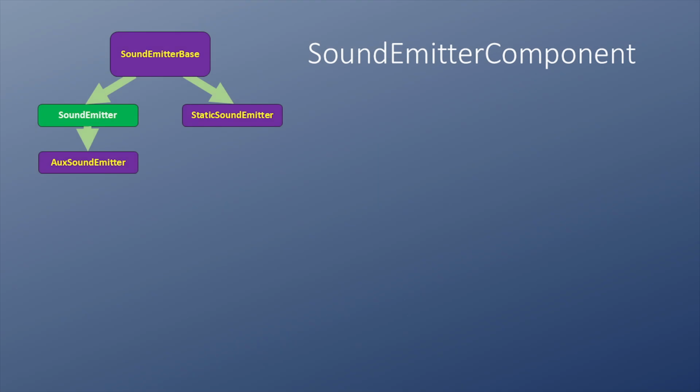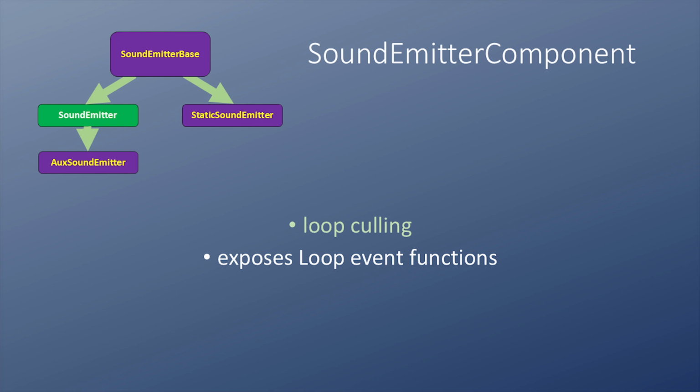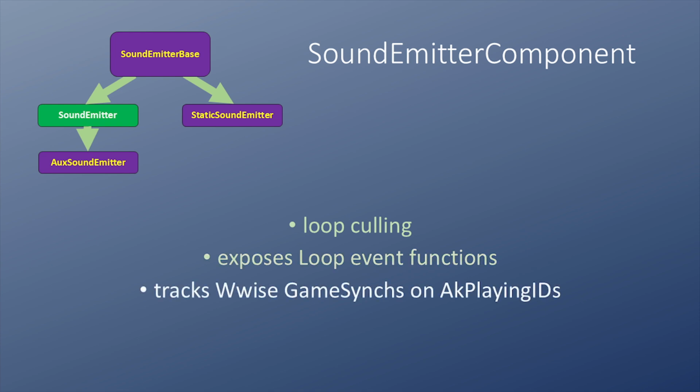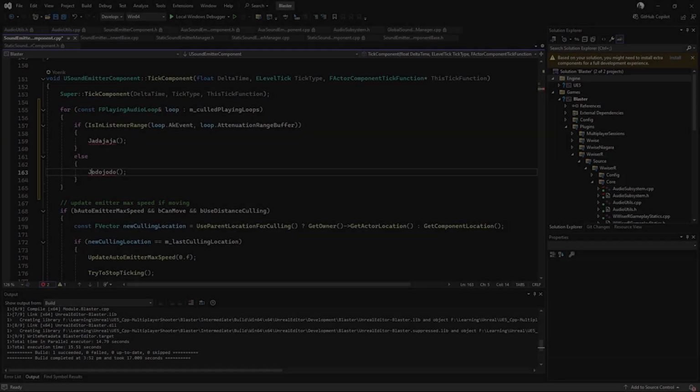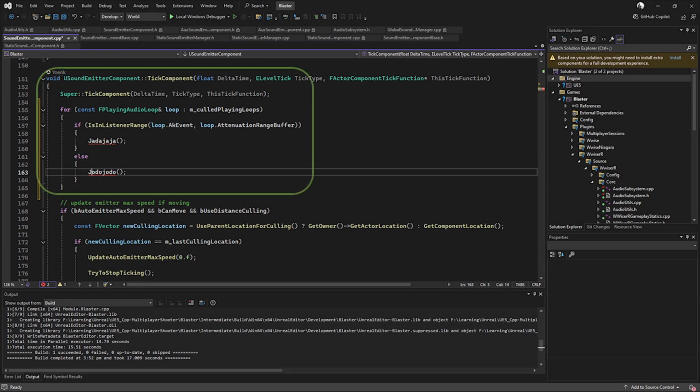Moving on to looping sounds, the WwiserR SoundEmitter component handles looping sounds distance culling, exposes functions for posting loops to blueprints, and tracks game syncs specifically posted on playing IDs, as these change when loops are devirtualized in WwiserR and reposted to Wwise. The obvious way to distance cull looping audio events would be to continuously compare the distance between the listeners and the sound emitter on which the loop or loops are posted.